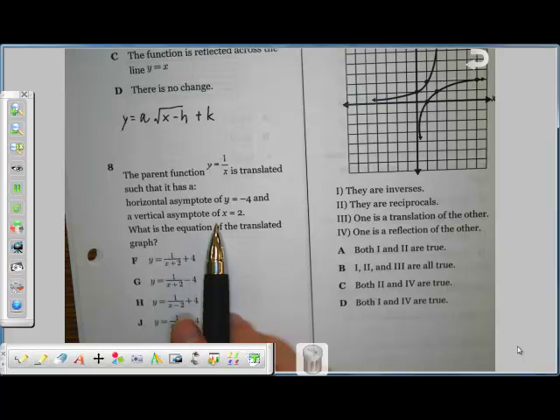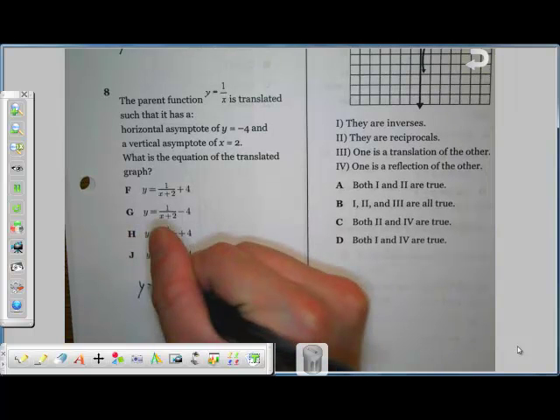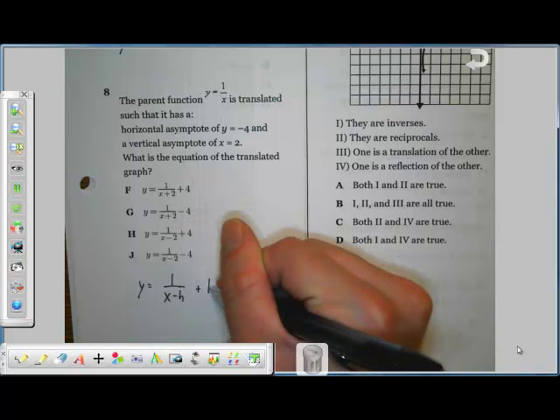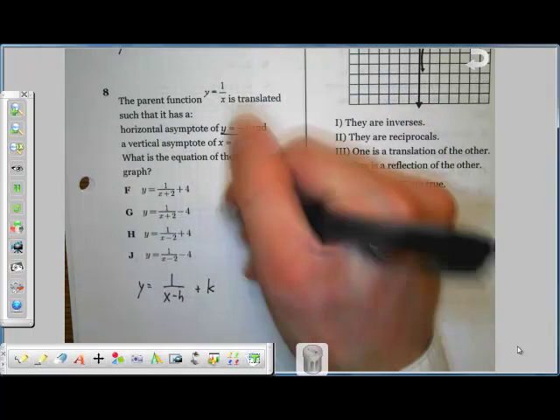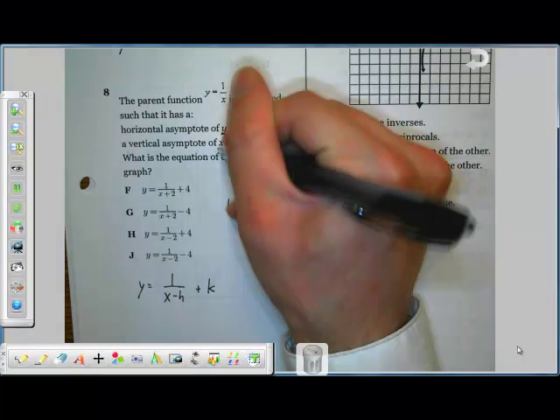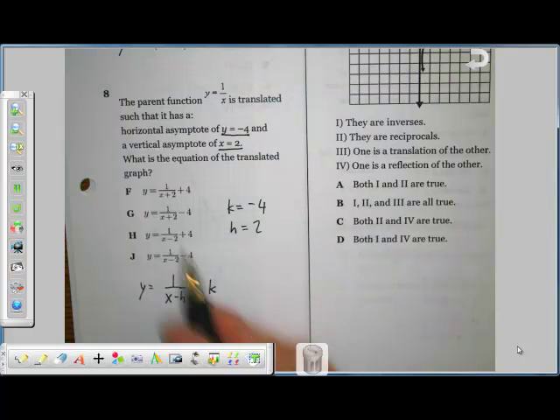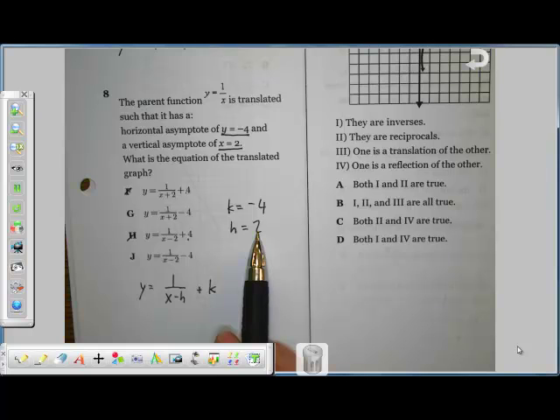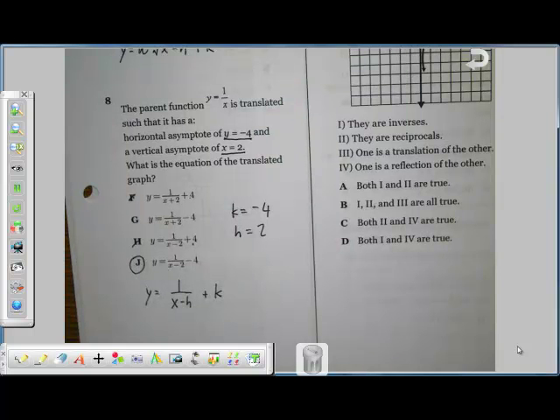So this tells us, once again, we use the principle of insiders lie. Now with a rational function, it is that y is equal to 1 over x minus h plus a constant k. And so our k is that y is equal to negative 4. So our k is negative 4, and our h is 2. Of course, insiders lie, and so we can eliminate H and F because here k is positive. And insiders lie, so I have 2, but I remember insiders lie, so the correct response is J, because this is x minus 2. Okay?